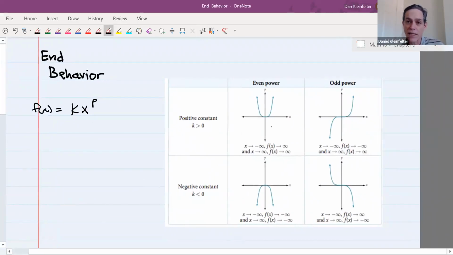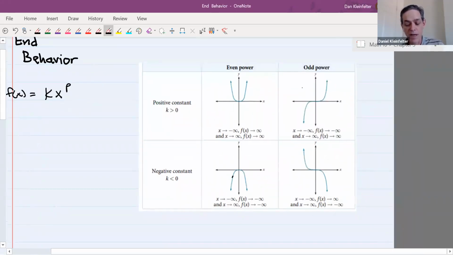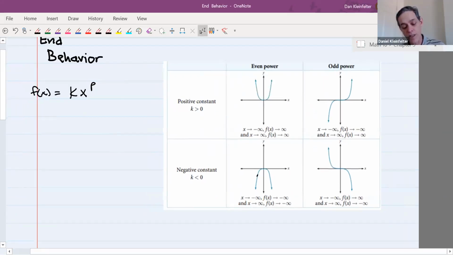If we're looking at an even power, that is our degree is even, then both ends will be up. If it is a negative coefficient, both ends will be down when it's an even power. For an odd power, when it's positive, the right end is up and the left end is down. For a negative coefficient, when it's an odd power, the left end is up, the right end is down. So there's two parts to this really. The coefficient, let's actually take the exponent first.